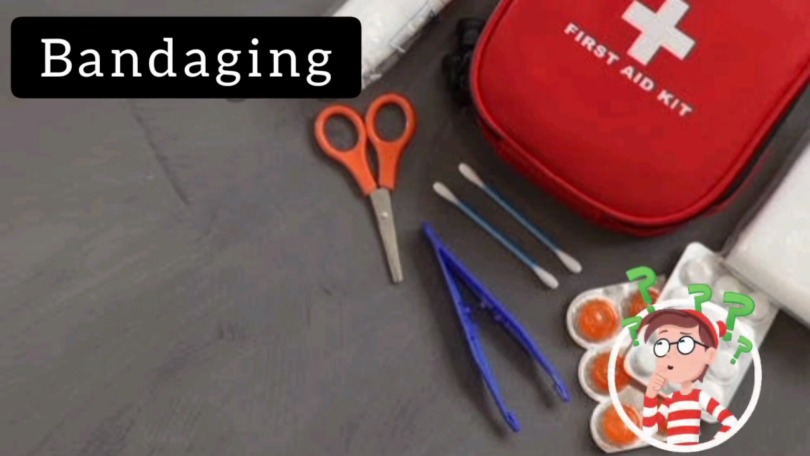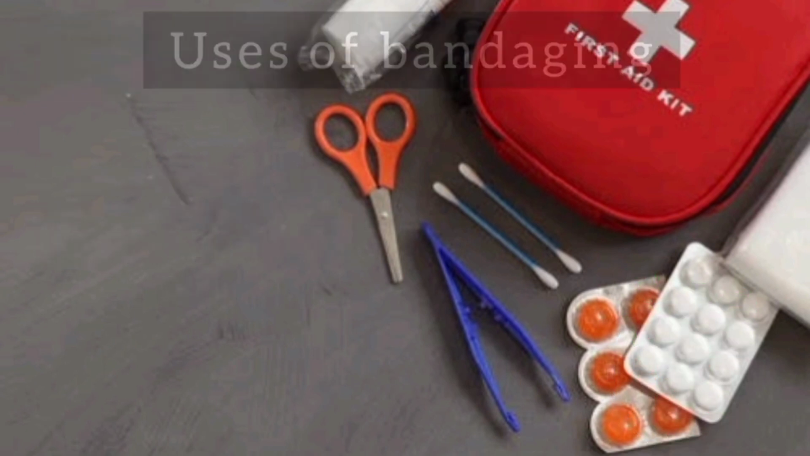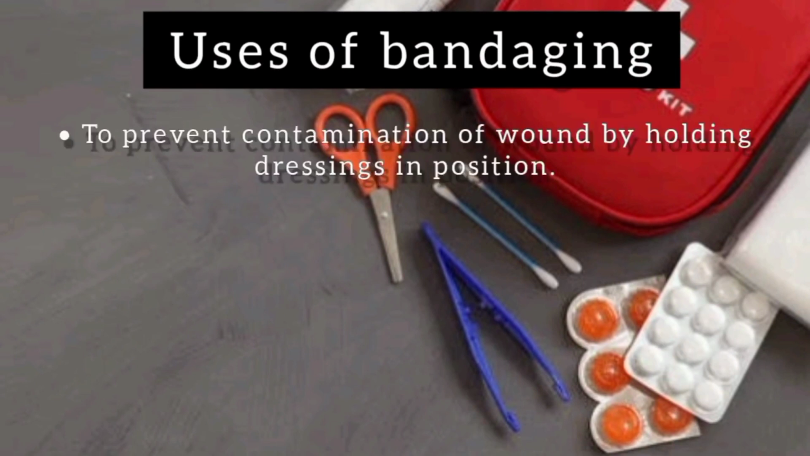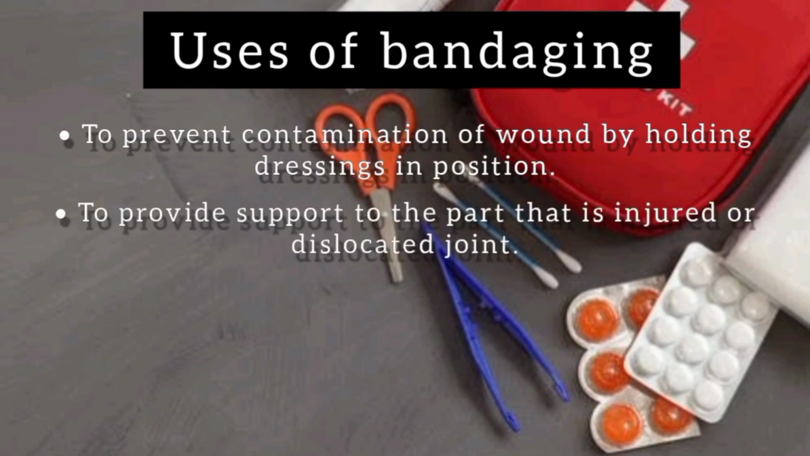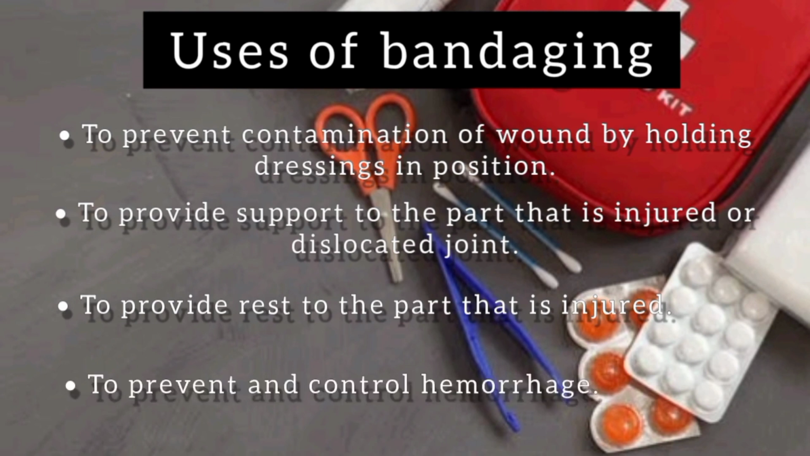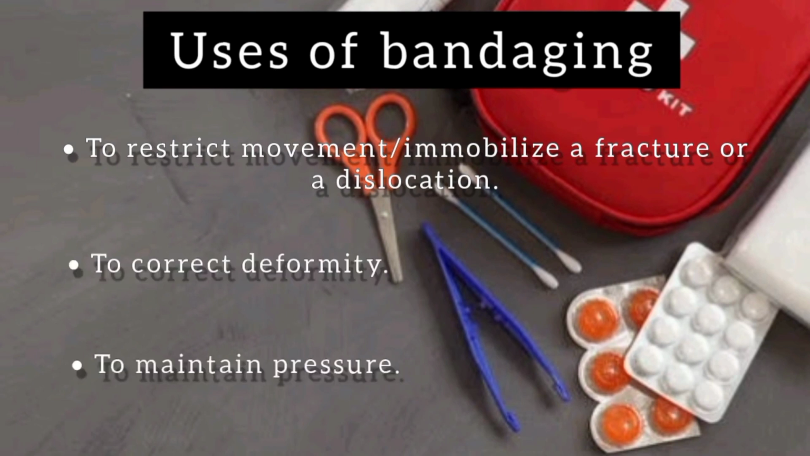Bandaging. What is bandaging? Bandaging is a process of covering a wound or an injured part. We have the following uses of bandaging. It is to prevent contamination of wound by holding dressing in position, to provide support to the part that is injured or dislocated joint, to provide rest to the part that is injured, to prevent and control hemorrhage, to restrict movement or immobilize a fracture or a dislocation, to correct deformity, and to maintain pressure.